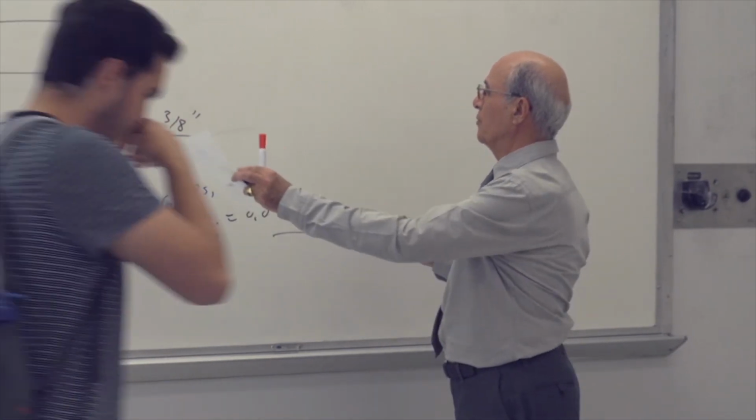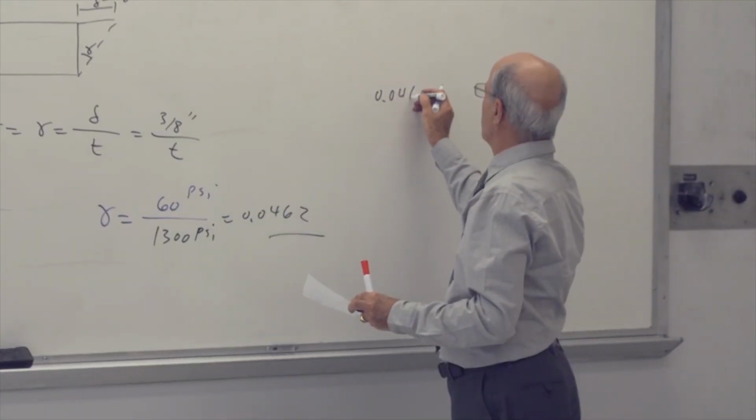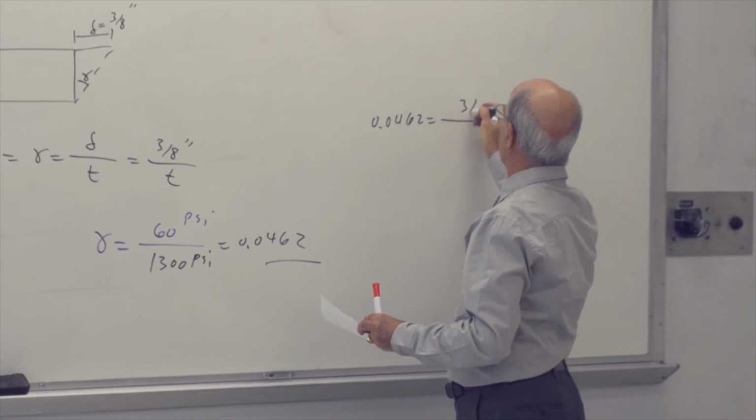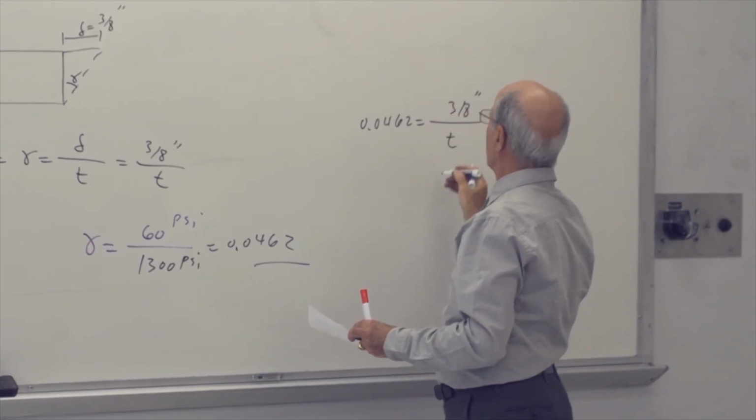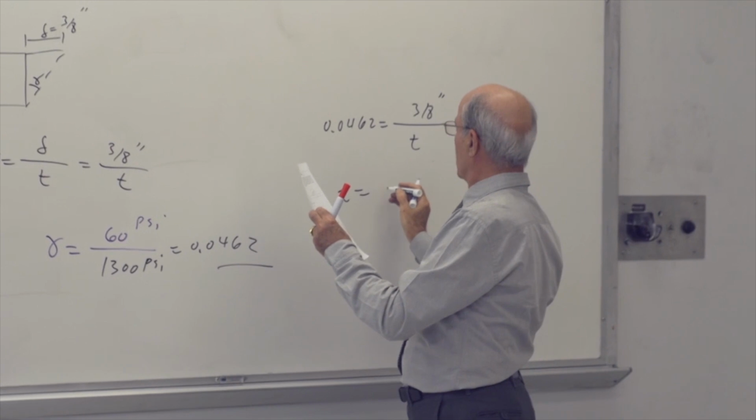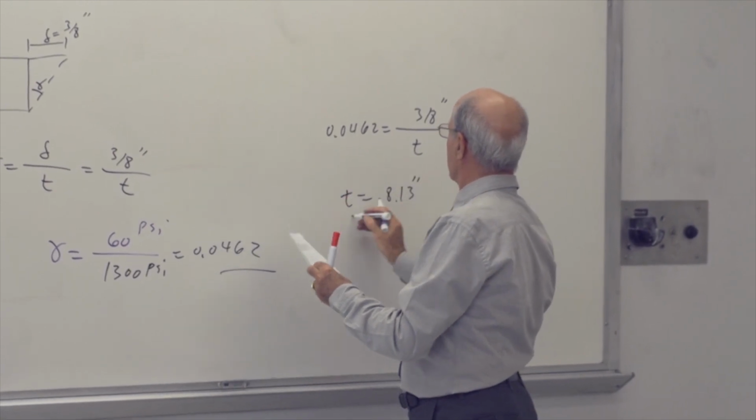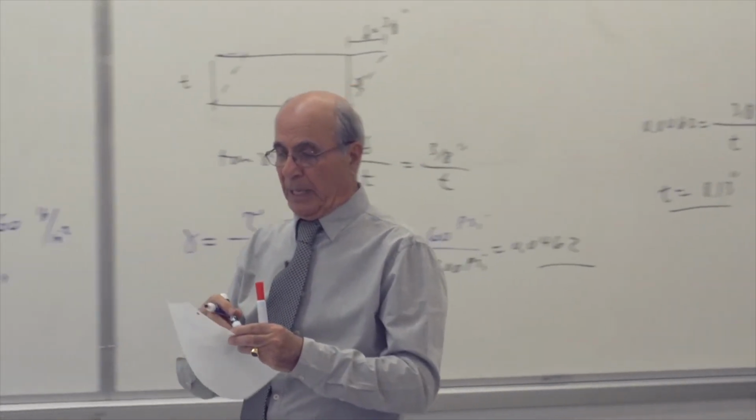You calculate the value of t. So 0.0462 must be equal to 3/8 of an inch divided by the thickness t. The thickness t becomes equal to 8.113 inches. So you have the pad like that.